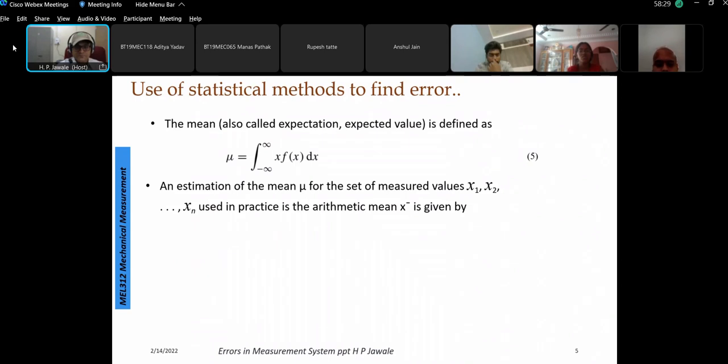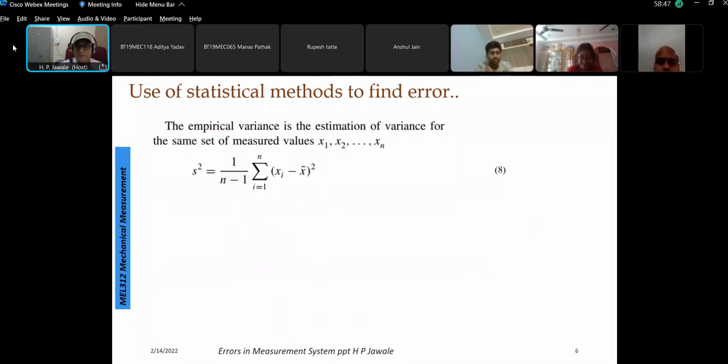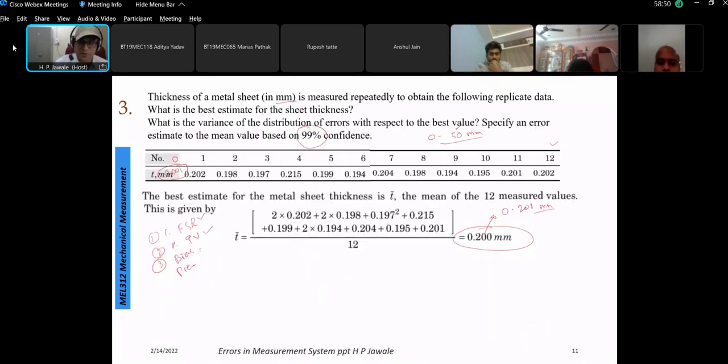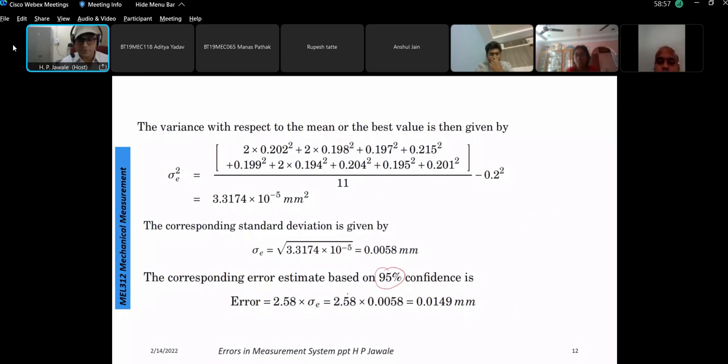I will just recall the value here. For 95% it is 1.96, for 99%, 2.58. For 99.9% of the error, it will be 3.3. Using the particular 2.58, you can find out the error that can be present in the measurement device. So for 99%, 2.58. For 99.9%, the value is 3.13, something that we just now found out from the table.